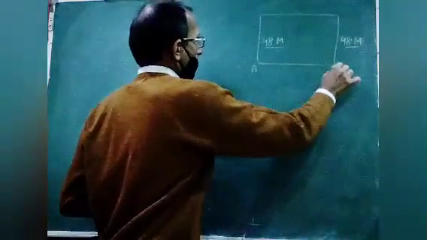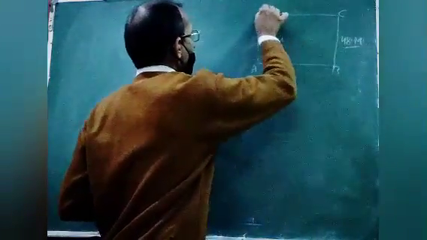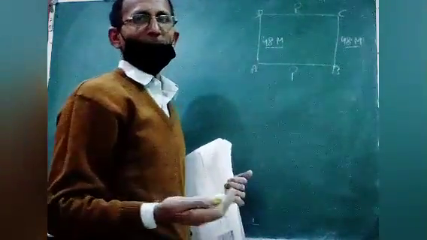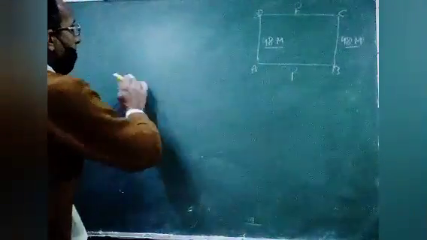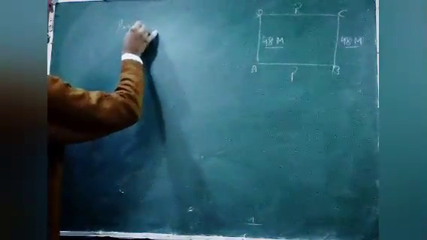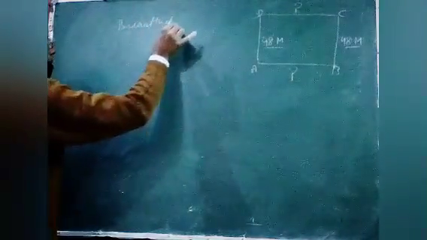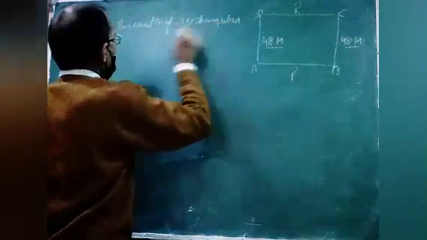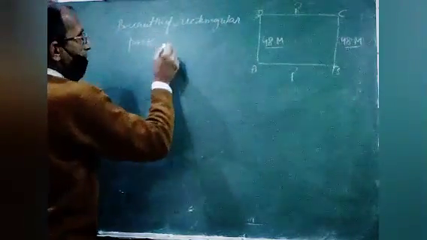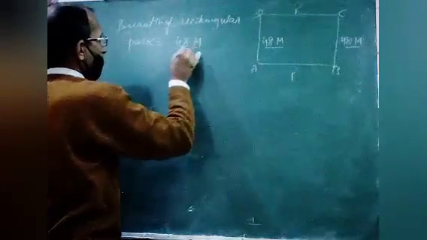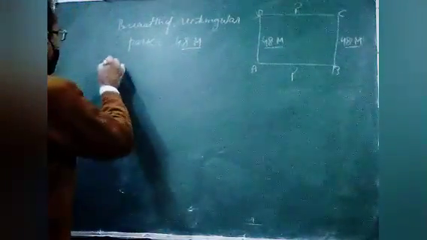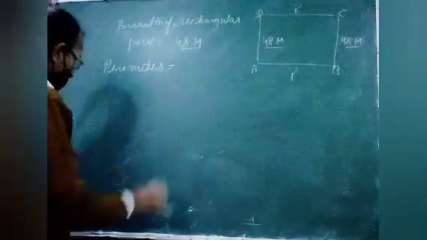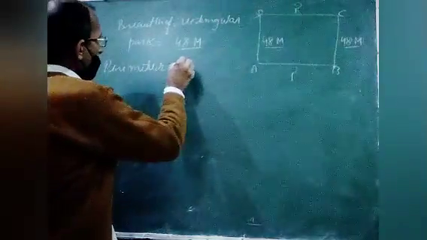Now I will write the name A, B, C, D, rectangular park. Now this also is not given and this also is not given. We have to find the length. So the breadth of the rectangular park is given, 48 meter. The perimeter of the rectangular park is given, 3 km 72 meter.